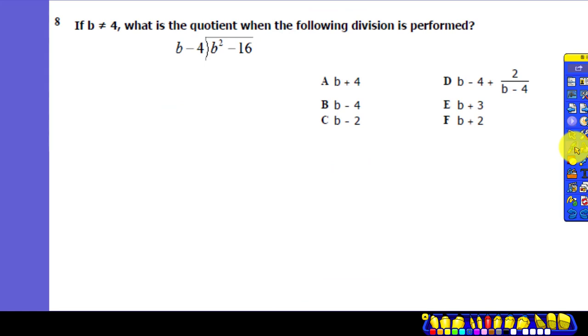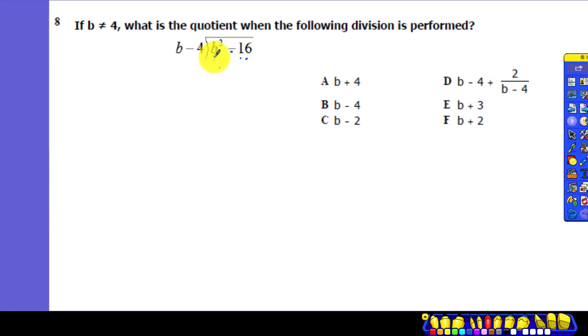Alright, so same thing with this. We just need to factor out b squared minus 16. Do we have a common factor between b and 16? Alright, so let's use DOS. Do I have two terms? Alright, two terms. Minus sign, correct.